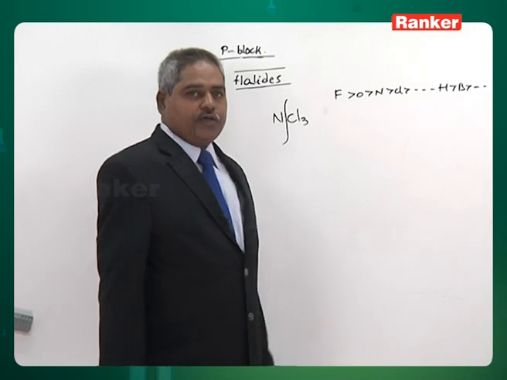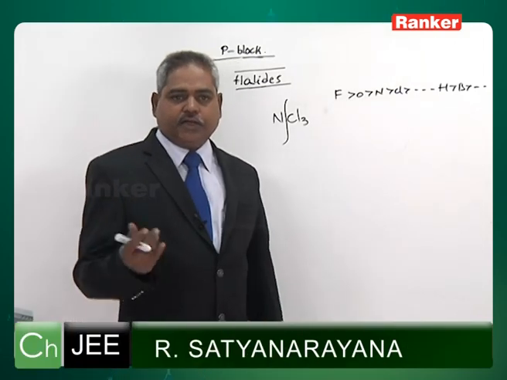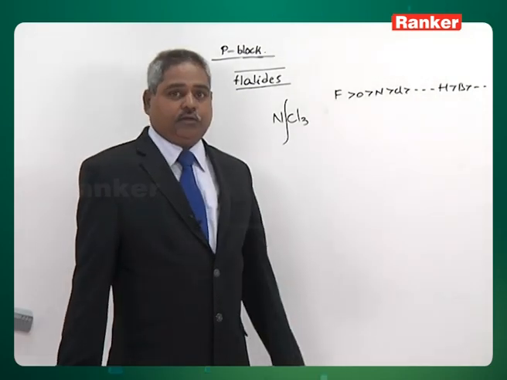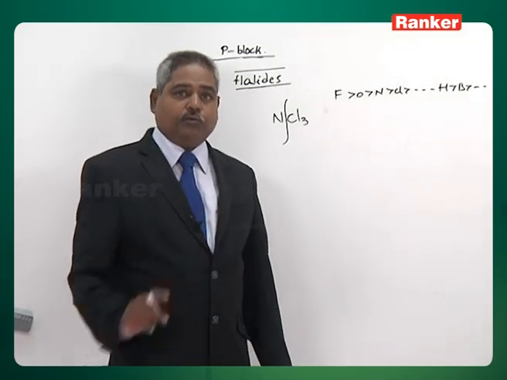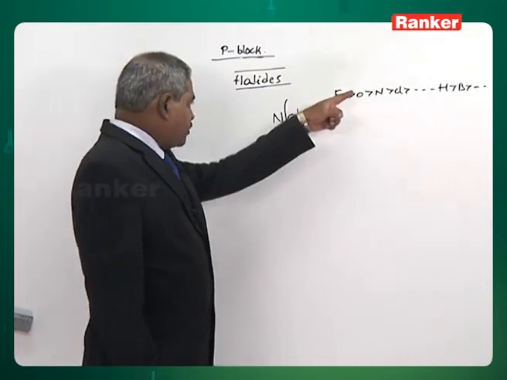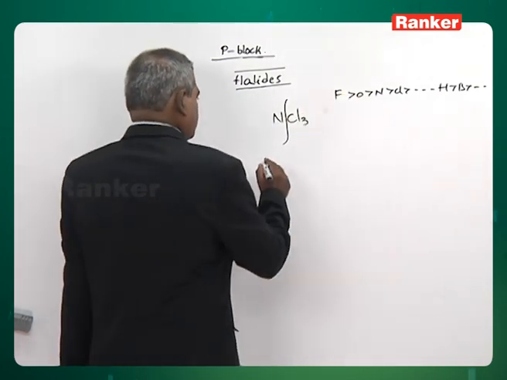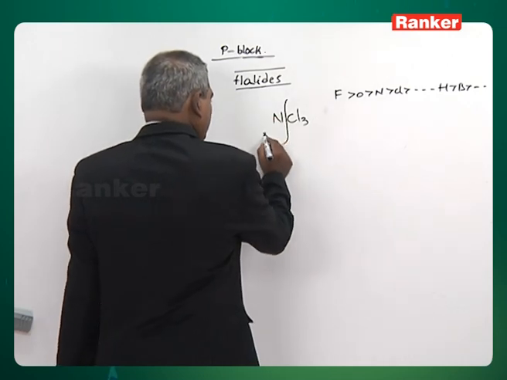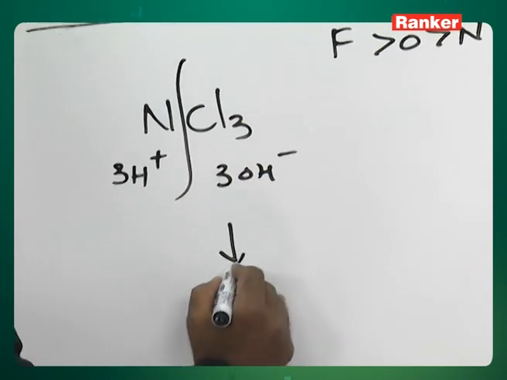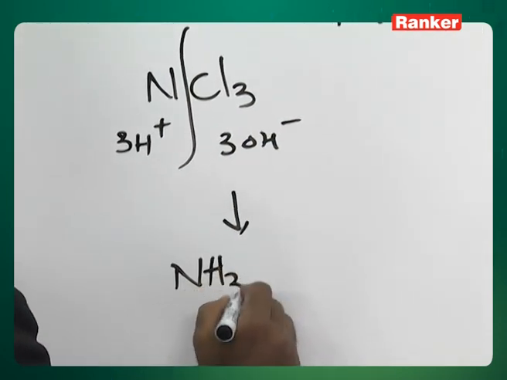After boron, you have the half metals and of course metals. But look at hydrogen and boron. Hydrogen is more electronegative than boron. Now, NCl3: nitrogen is more electronegative, so H plus goes here. 3H plus, 3OH minus. The answer you have to write is ammonia once again.